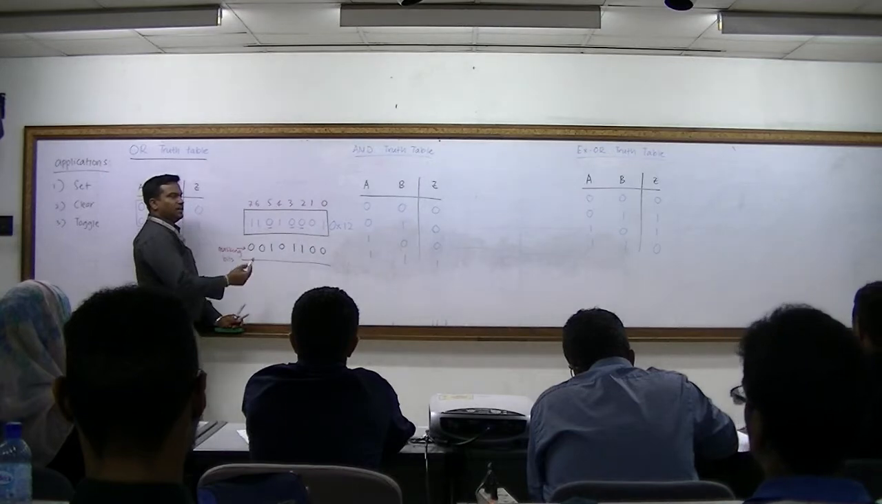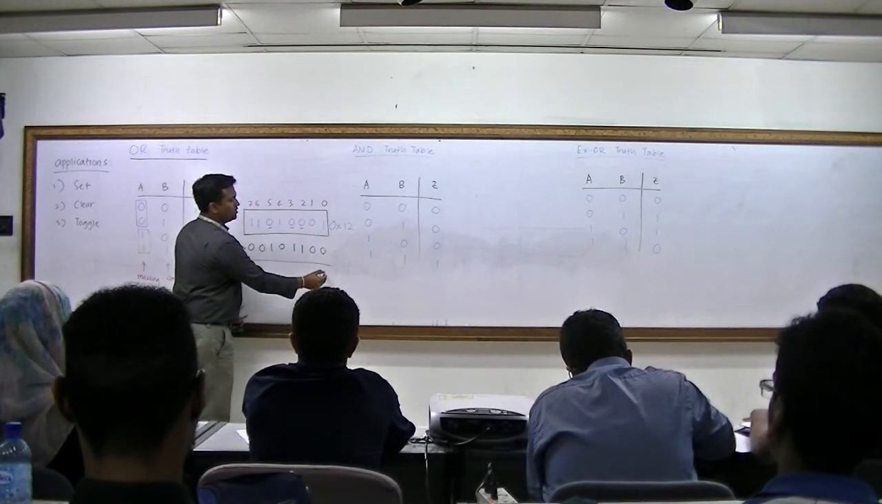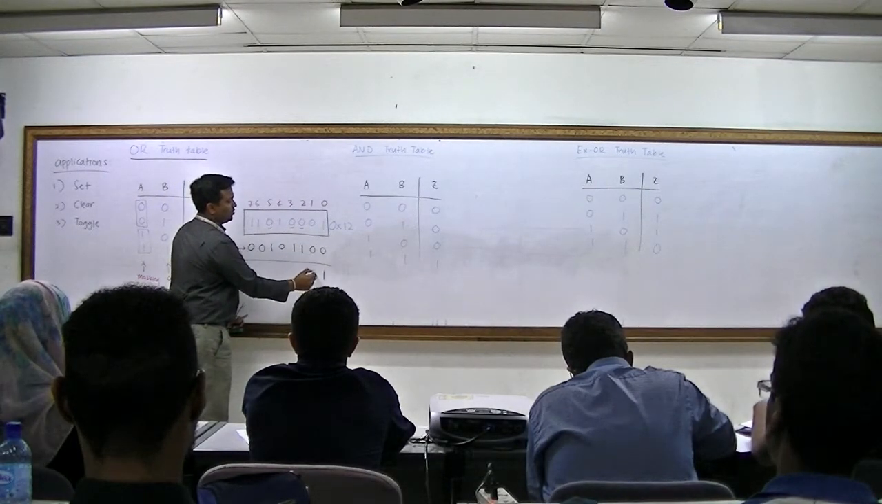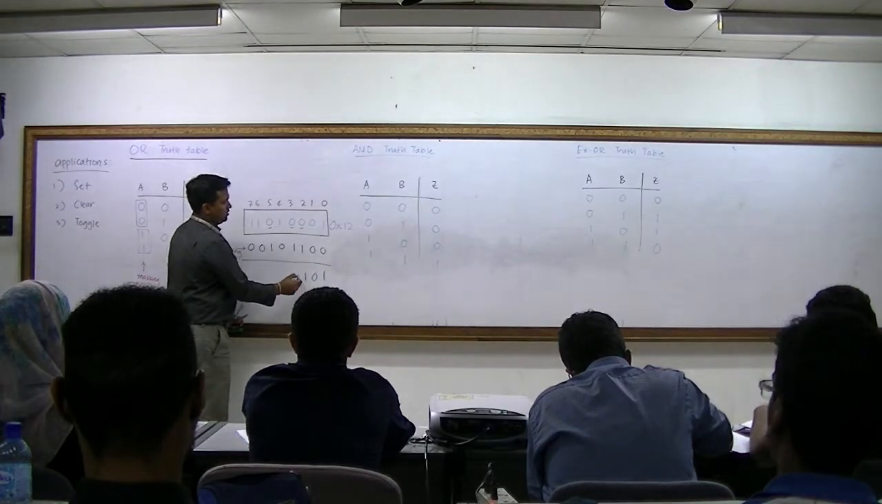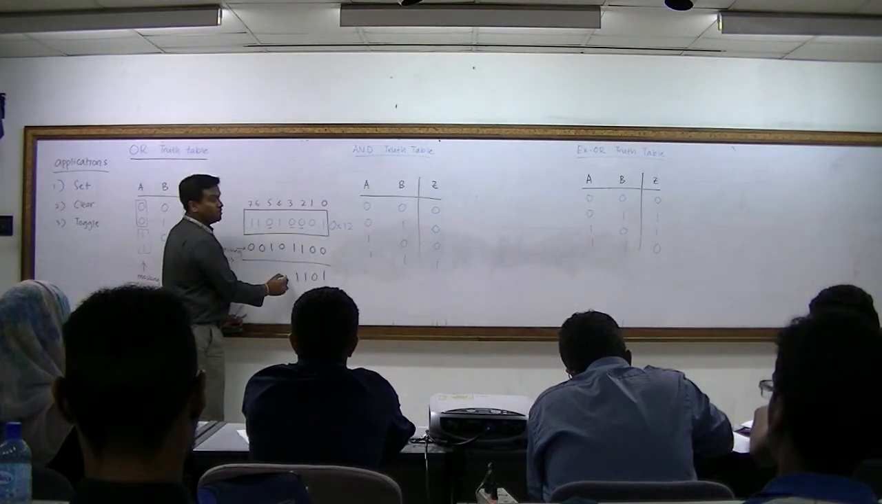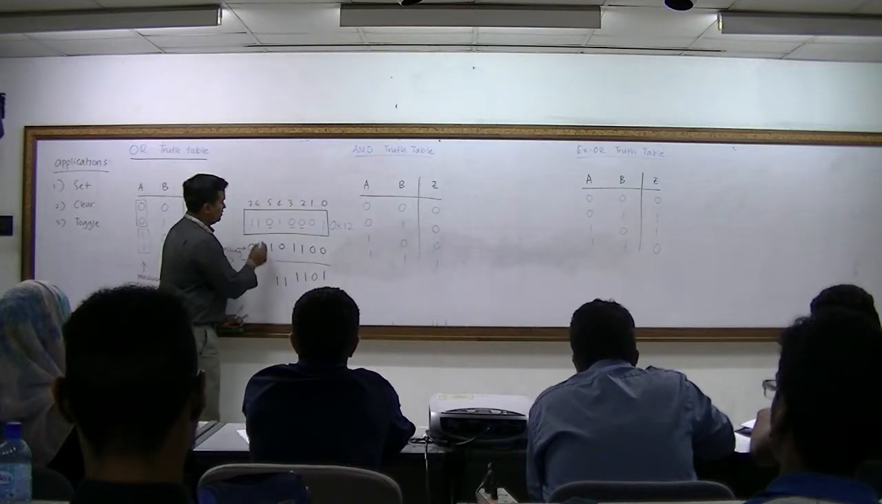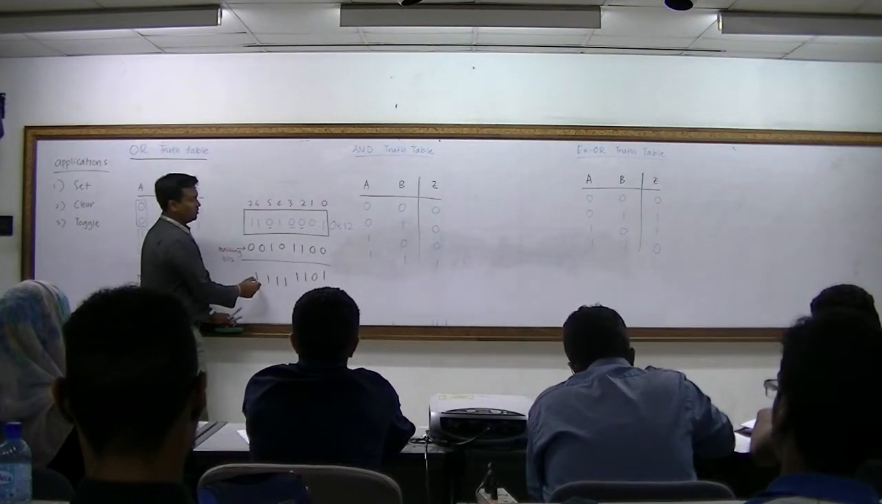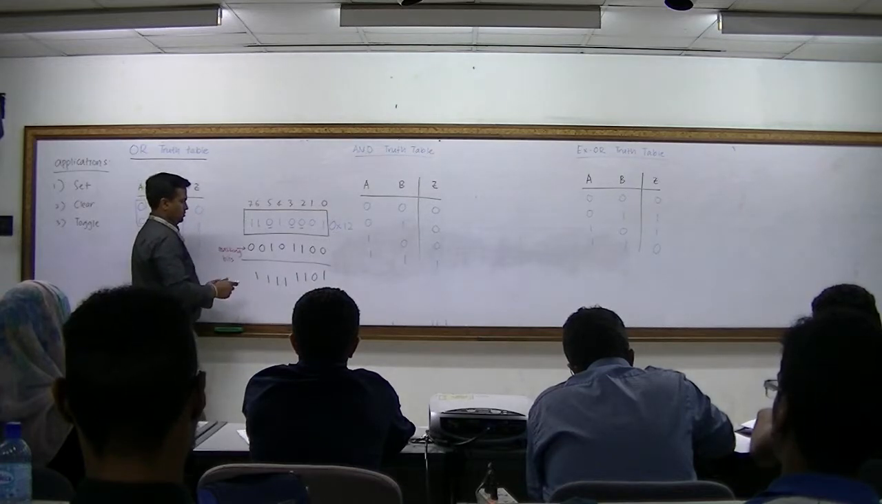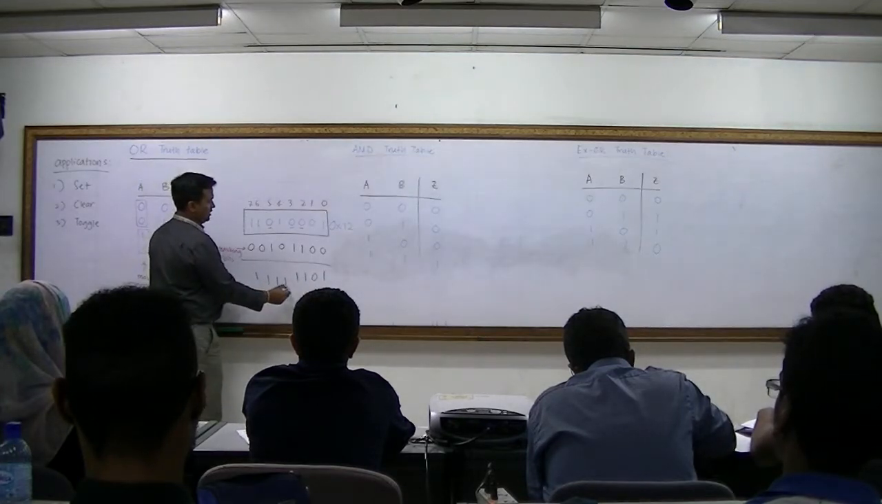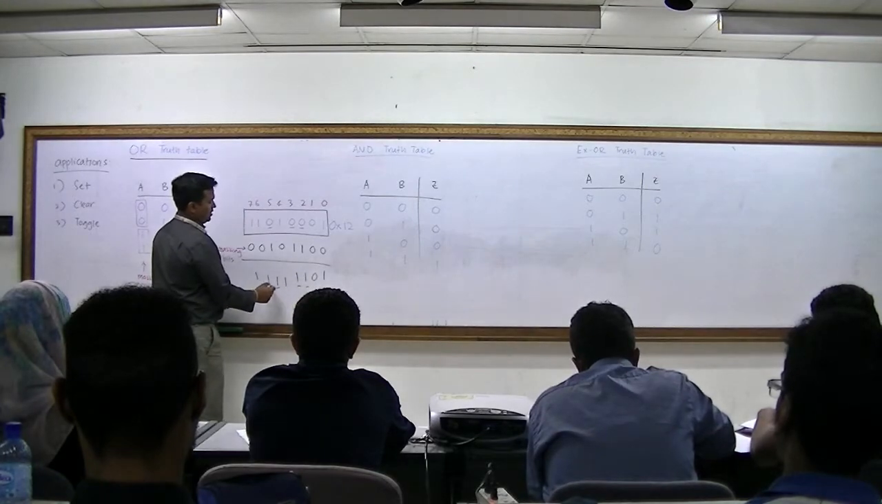So let's see, are we getting the answer? 0, 1, it preserves the original. 0, 0, still preserves the original. Here it makes it 1, makes it 1. This one, it preserves the original value. This one, make it 1. This is preserved, preserved. So do you see he actually managed to set while maintaining the rest?